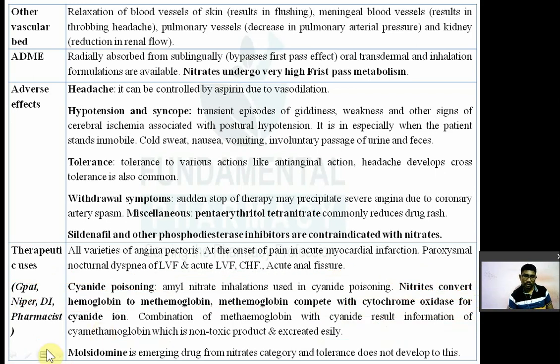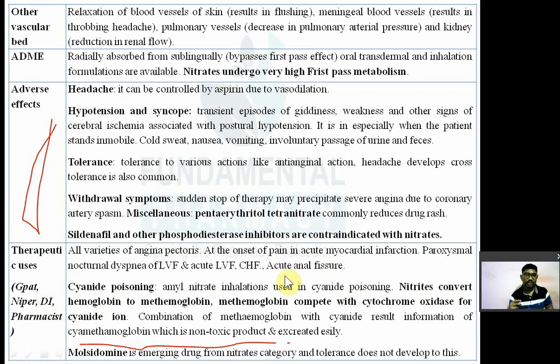Then another drug is there, known as molsidomine. Molsidomine is a newer drug from the nitrate category, and tolerance to this drug does not develop. For the other nitrates, tolerance develops. So tolerance to the anti-anginal activity of nitrates develops normally, but molsidomine is a newer drug in this category, and tolerance to it does not develop.